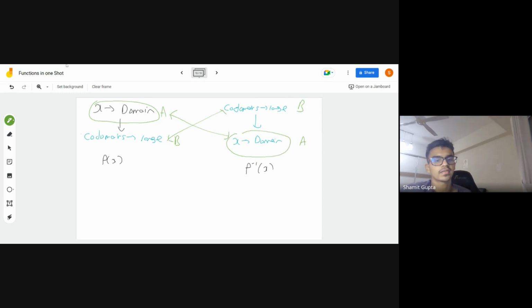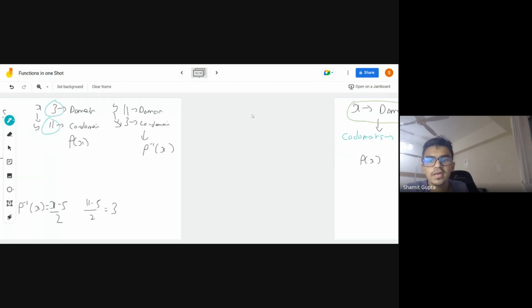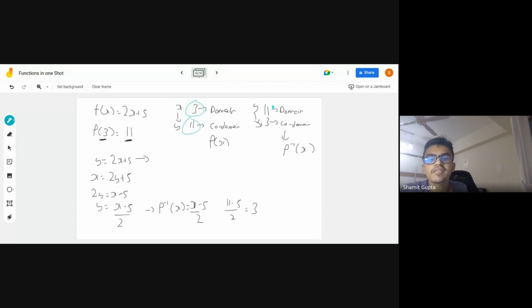Now notice one thing. The domain of f(x) is A. Okay, and the range is B. But the domain of f inverse x is B actually. Why is the domain of f inverse x B? You'll be like, hey, codomains, range. See, the domain of f inverse x is B because you're putting B inside f inverse x to get A. You're putting 11 inside f inverse x. This 11 was the codomain or the range. You're putting that as the domain of f inverse x.